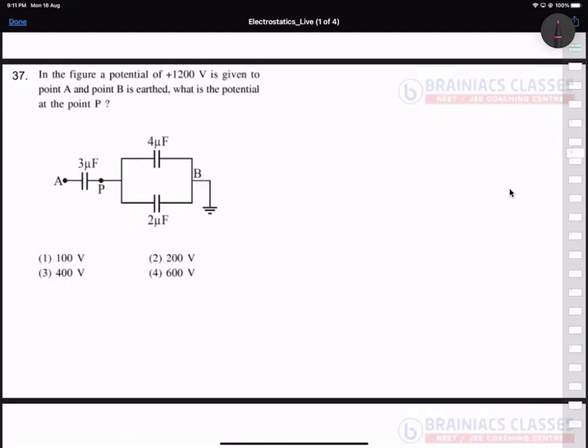In the figure, a potential of 1200 volt is given to point A, and point B is earthed. What is the potential at the point P? P is a point in the circuit. We need to find out the voltage at the point P.